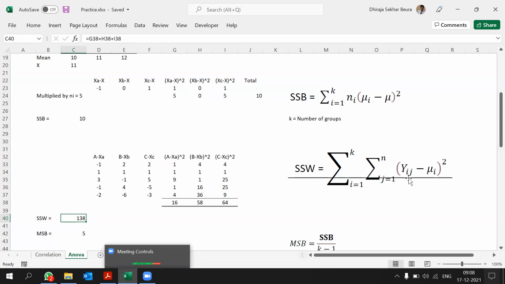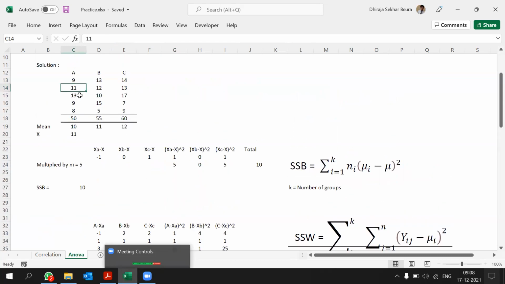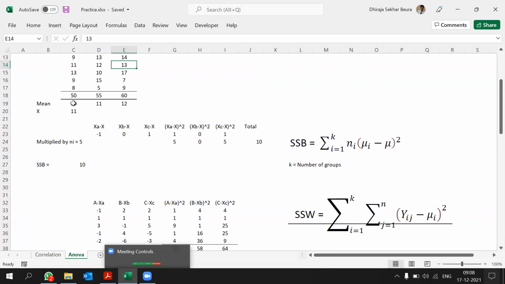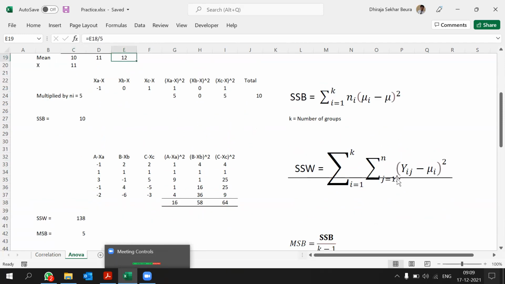Exactly the same thing is represented in the formula. What it says is Yij, which means each of the numbers. Mi is nothing but each respective mean. Squares of that, we have done the squares here. Summation of that for each particular series group first. Summation of that is 16.